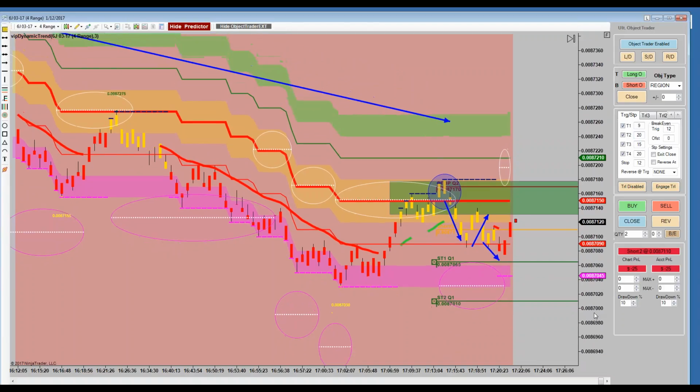Just like that. Now it also places your original, what we call the initial stop, and that setting is right here. 12. 12 ticks is your initial stop. So here's your stop sitting right up here.